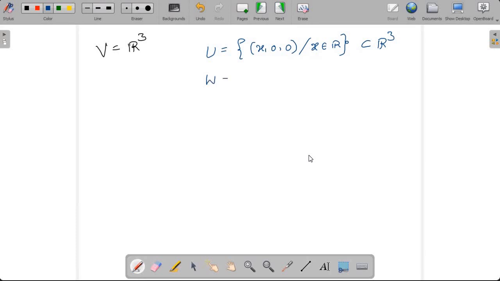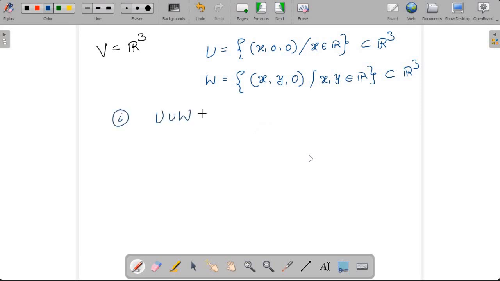Okay. And W, so I'd like to take this xy-plane, that is (x, y, 0), such that x, y can be any real numbers. Now this is a subset of R3. Now the question is, how about U union W? Yeah. How about U union W? Can someone respond? You try to see one thing. U is contained in W, right?